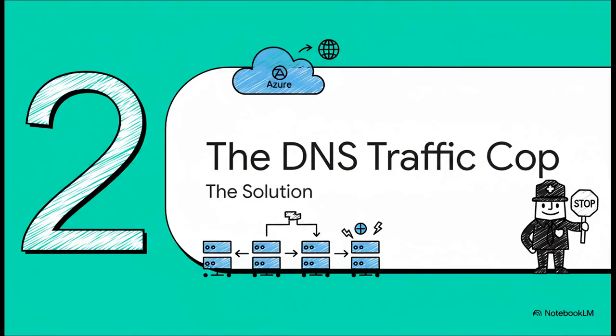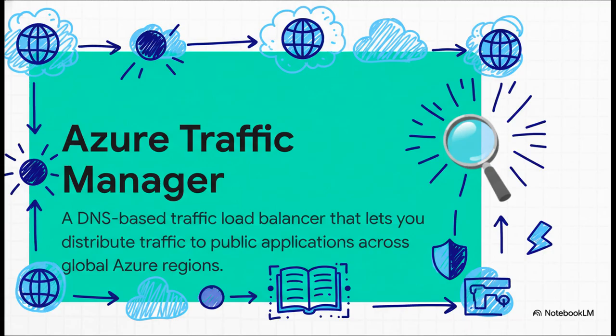Well, let's introduce the hero of today's story, a very clever, completely automated DNS traffic cop. And that is Azure Traffic Manager. Now, the phrase you really want to focus on here is DNS-based. See, unlike a traditional load balancer that's stuck in one data center, Traffic Manager works at the DNS level, which is basically the internet's global address book. And that's what makes it so resilient. It's not tied to any single location that could fail.